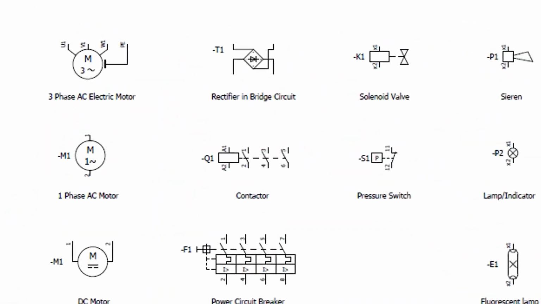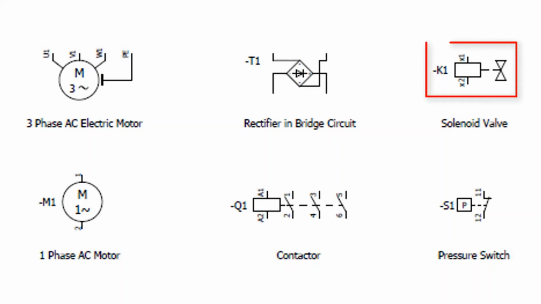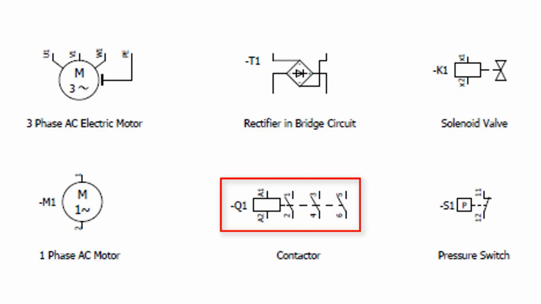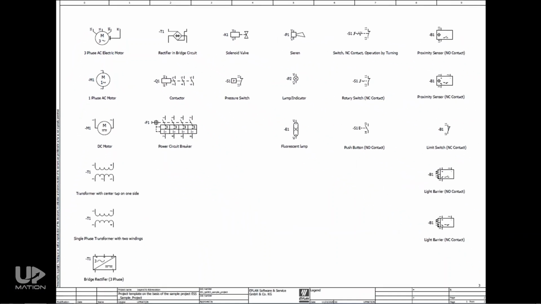To have a quick look at the symbols, you see a three-phase AC electric motor symbol here. This one is the symbol for a solenoid valve. This is a symbol for a contactor. This is the coil, and these are the contacts. Remember that these symbols may have some minor differences in different wiring diagrams depending on the ECAD software they have been designed with.